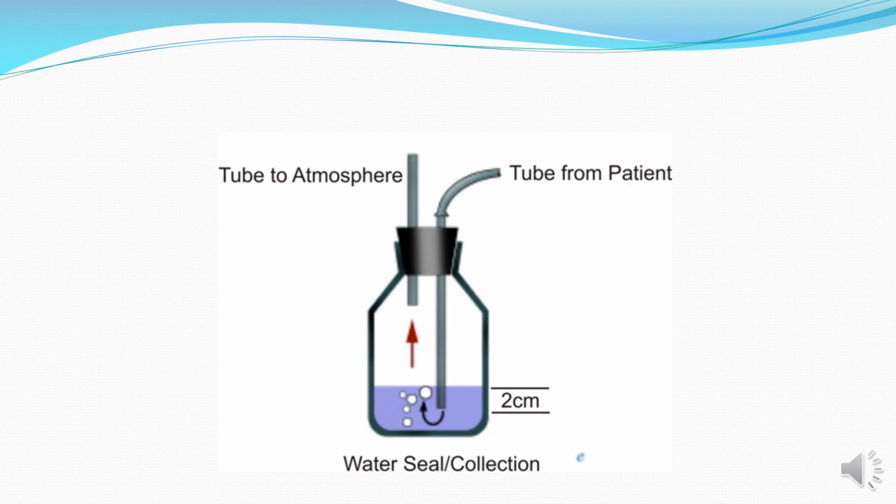And why is this 2 centimeters important? This 2 centimeters is very important because the amount of pressure needed to push 2 centimeters of water in this tube is equivalent to the normal pressure of air, which should be where? In the lungs. So if there is abnormality in the accumulation of air in the pleural cavities, you will begin to see bubbles. Okay. If the air there is negative, you won't see anything there.